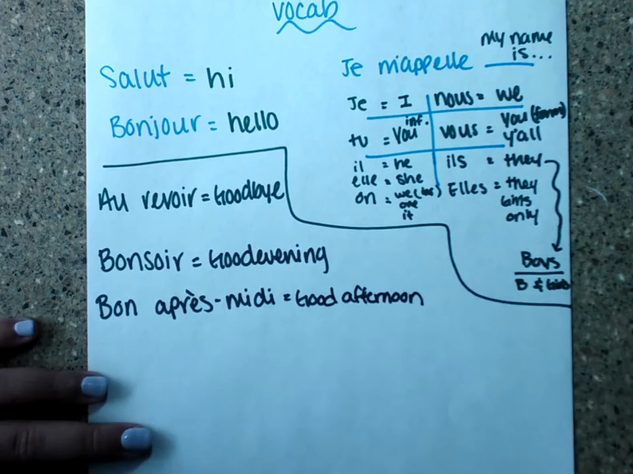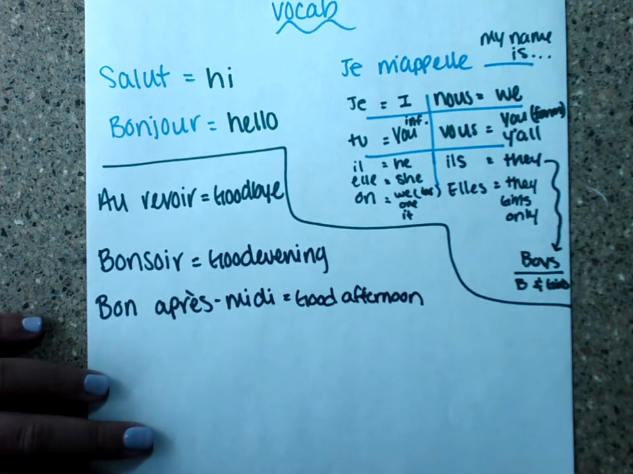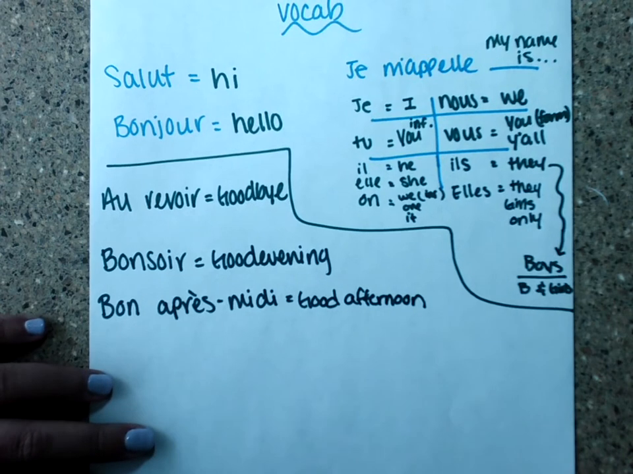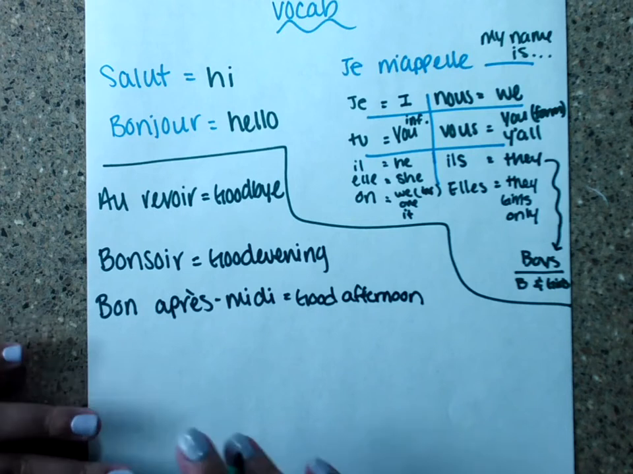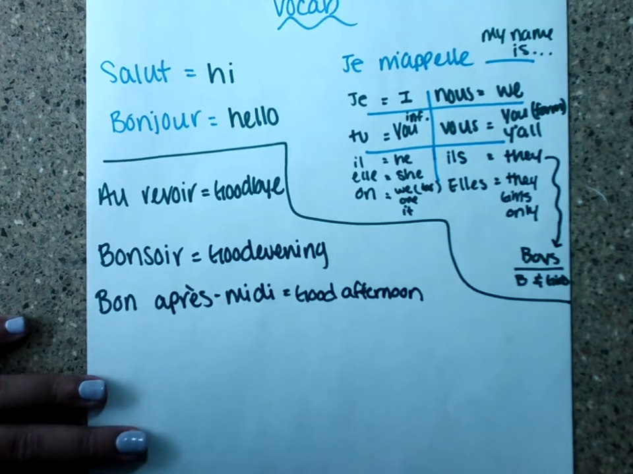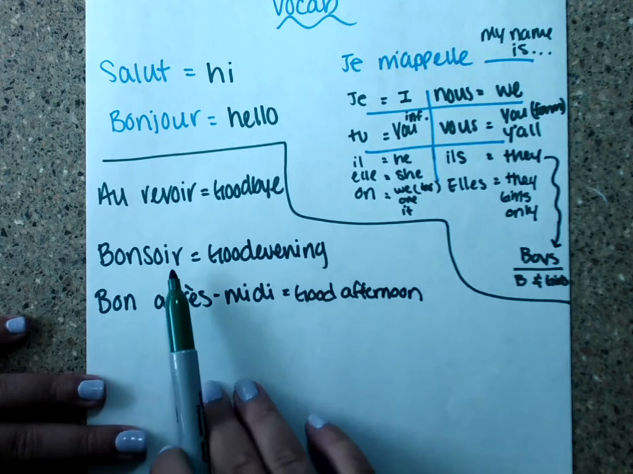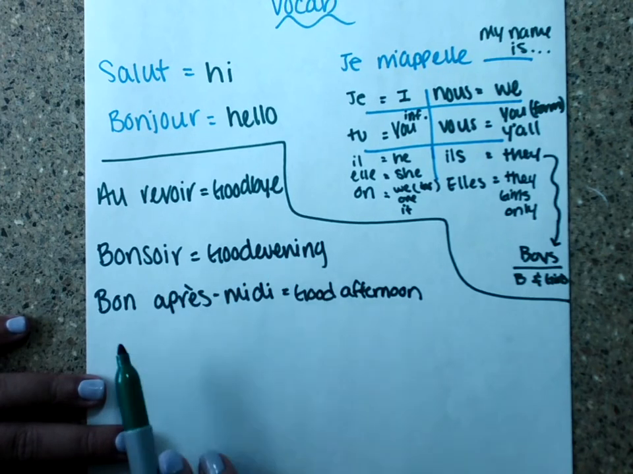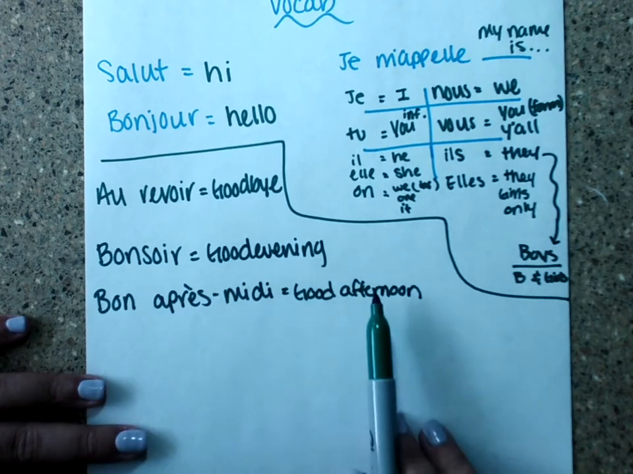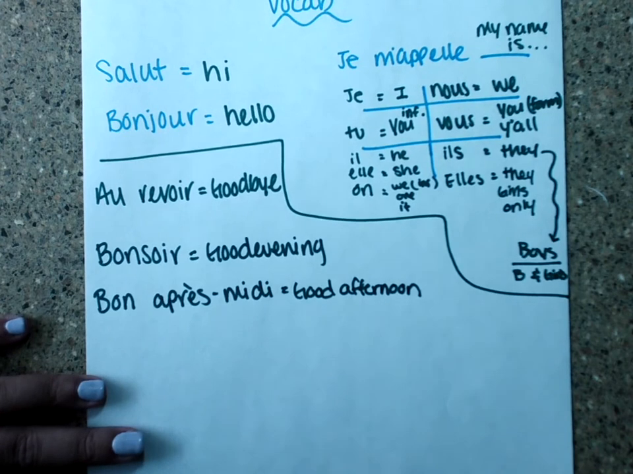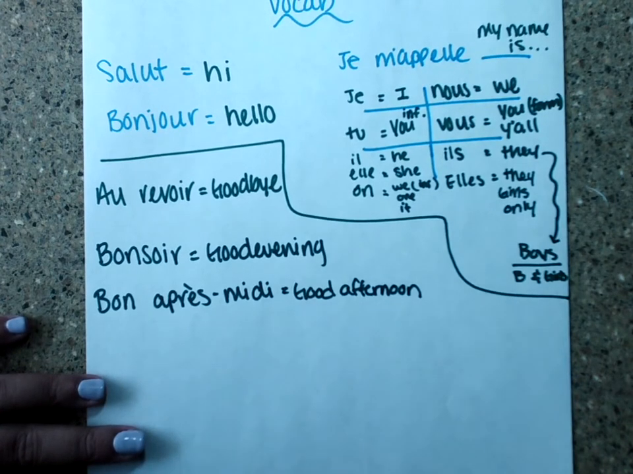So good evening is pretty much anything like 6 and on, and good afternoon is literally afternoon until about 6 o'clock. I'm not going to be a stickler about the times though, just as long as you know it. So we have au revoir, which means goodbye. Bonsoir, which means good evening. Bon après-midi means good afternoon. We already learned je m'appelle.